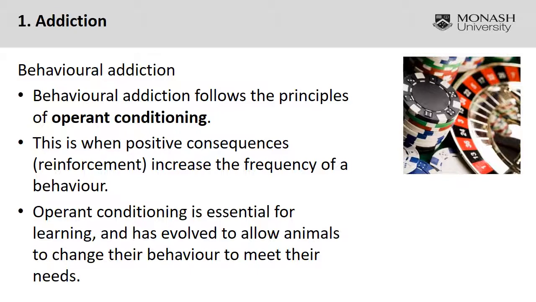So for instance, you put some money into a machine, you press a few buttons, more money comes out, lots of flashing lights and noises happen. These are a lot of positive consequences which reinforce the behavior of putting money into the machine. Now, there's nothing wrong with operant conditioning, of course. That's how people learn. It's how most animals learn and are able to change their behavior to meet their needs. But operant conditioning principles are exploited in many areas, including gambling, to try and increase the frequency of certain behaviors.